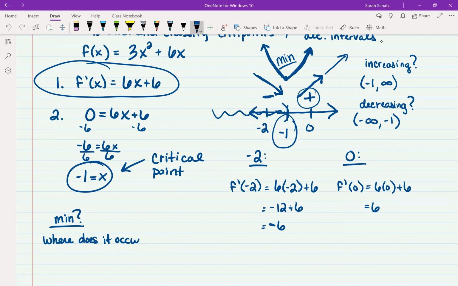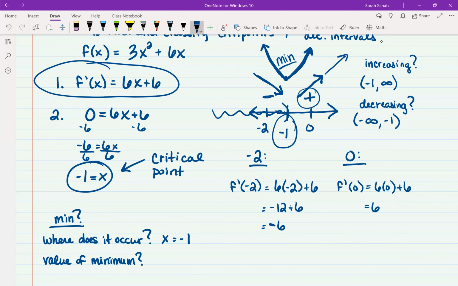If it's a question of location, if it says, where is it? That is an x value. Where does it happen? It happens at x equals -1. What if it asks me what the value is? What if it says, well, what's the value of the minimum? Or what's the minimum value? You guys, anytime it asks you for a value, that is a y value.